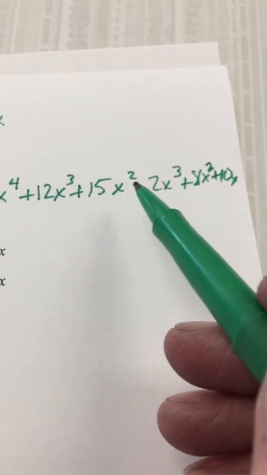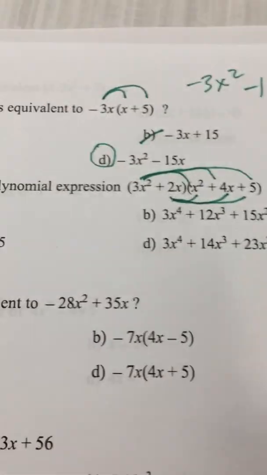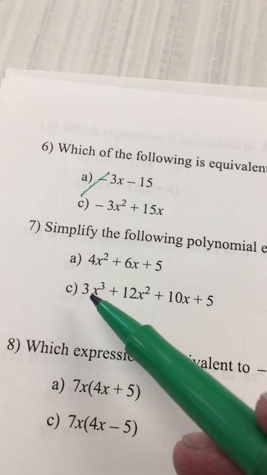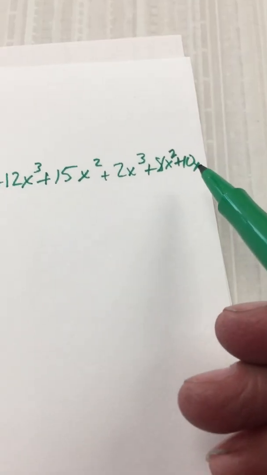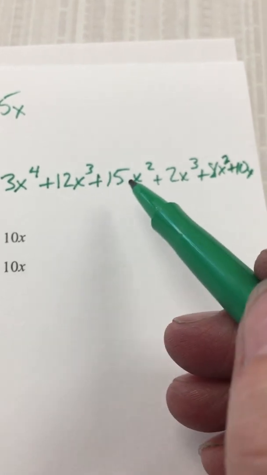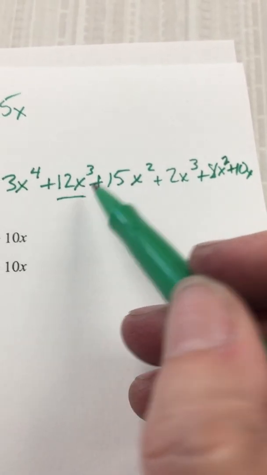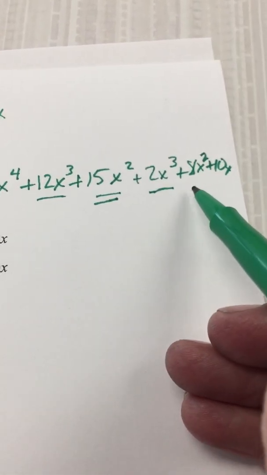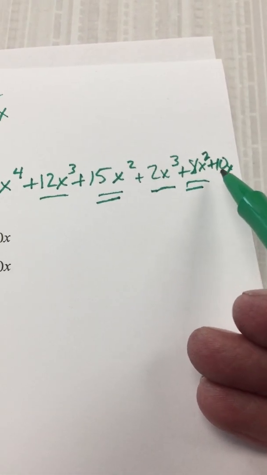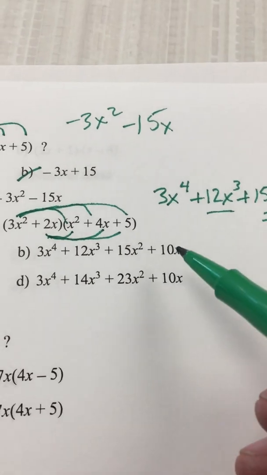X to the 4th, no other x to the 4th. So it needs to start off with 3x to the 4th. On the end, we only had the single x cubed and x squared. So the x cubeds can go together. Those two can go together. The x squareds can go with x squareds. And there's only a single 10x on the end, right? So I need to have a 10x on the end.